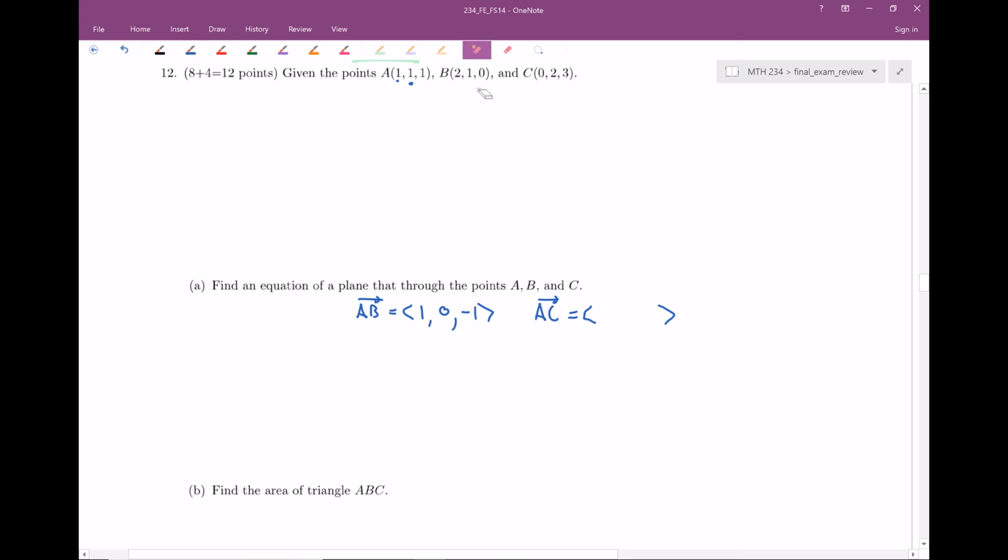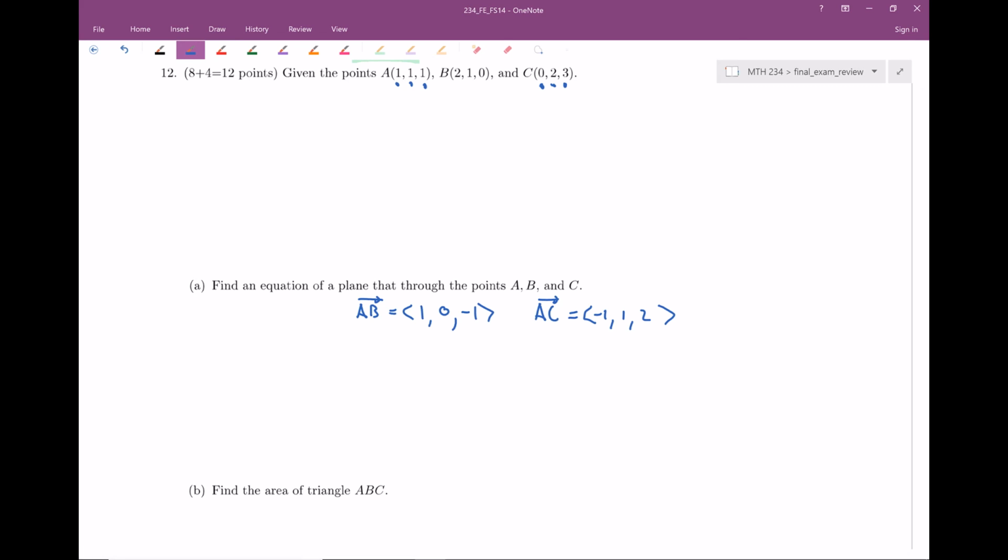Now let's figure out AC. So I start at 1 and I end at 0. I must have taken negative 1 steps. I start at 1, I ended at 2. I must have taken 1 step. I start at 1, I end at 3. I must have taken 2 steps. So I have now the vectors AB and AC.